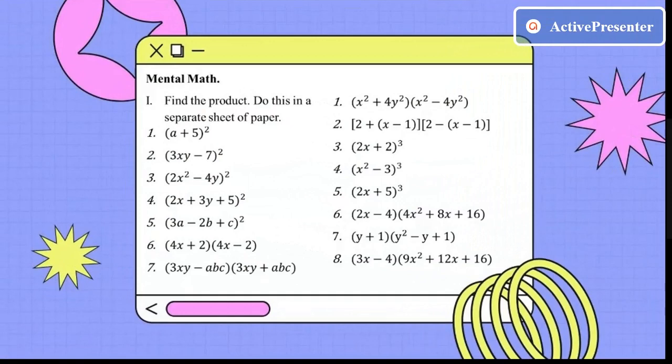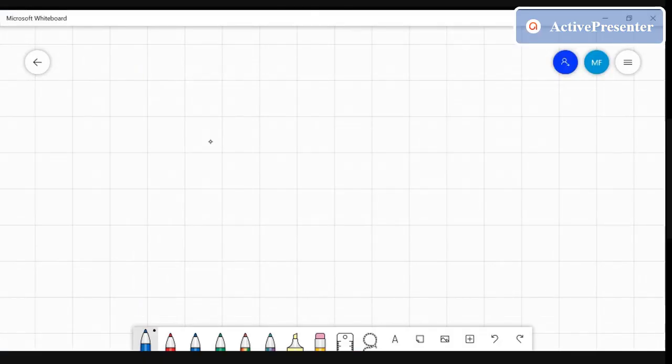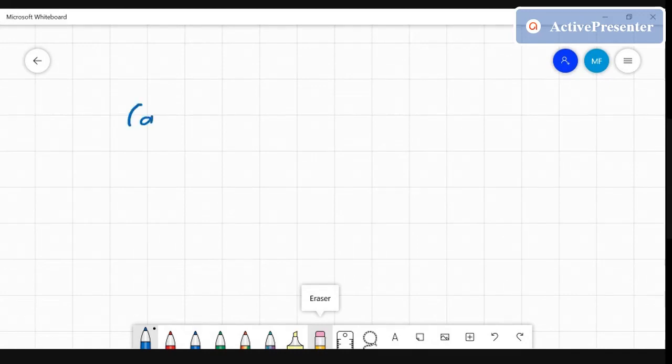So this will be the solution for our activity. For number one, we have the quantity of a plus 5 squared. This will be the square of a binomial. First, let us have the square of the first term. So we have a squared.